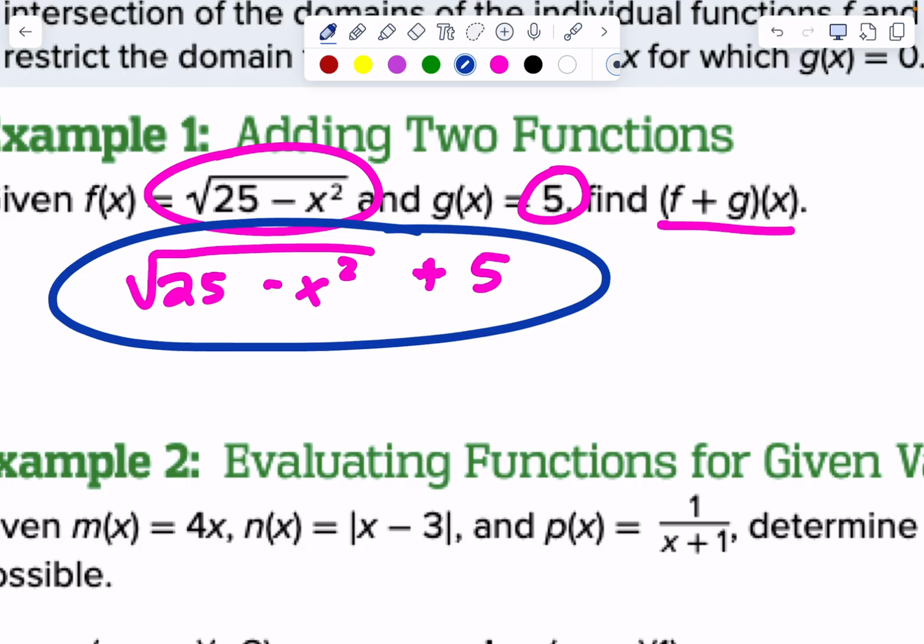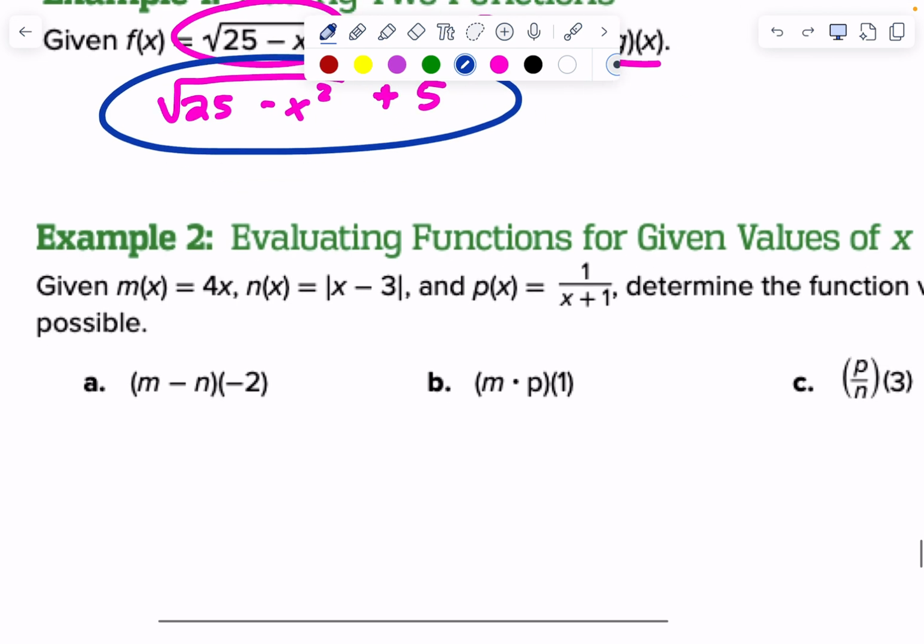Why do you not re-simplify that? What do you mean? The square root of 25 is 5 and... Nope, these are trapped together. Then you have to do the square root for it. Nope, there's nothing you can do. You can't even take the square root of that thing. It just stays like that. Okay, that's it.